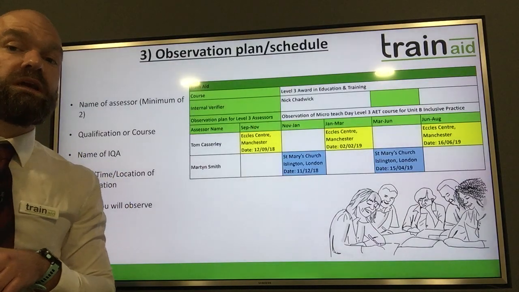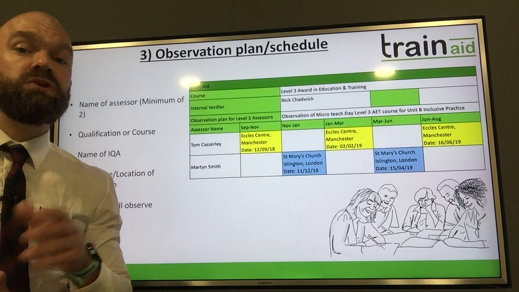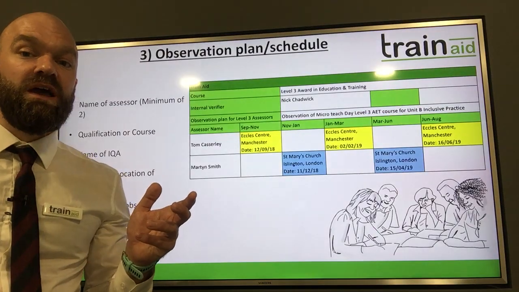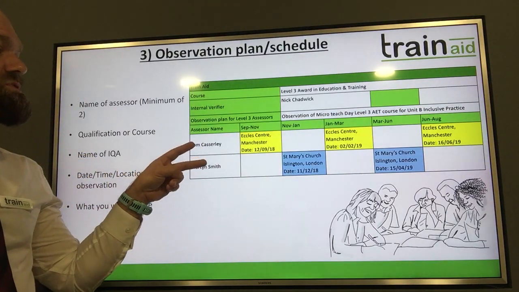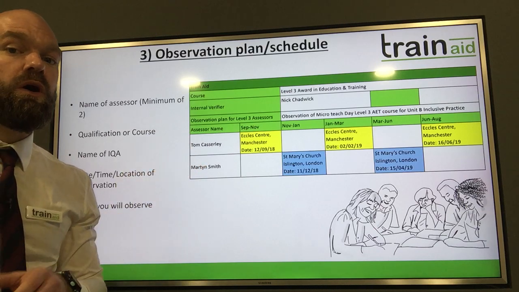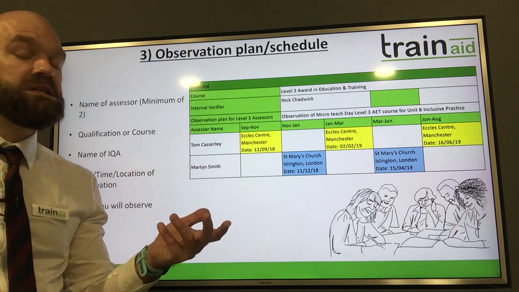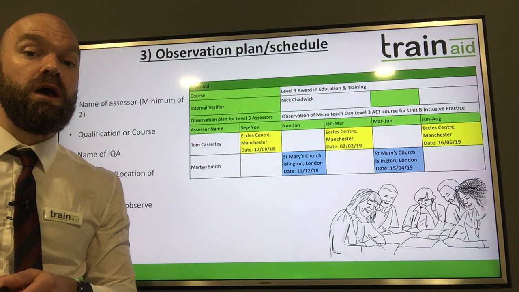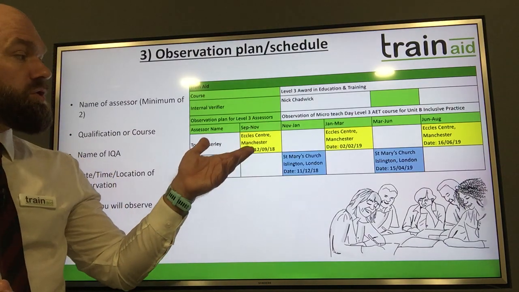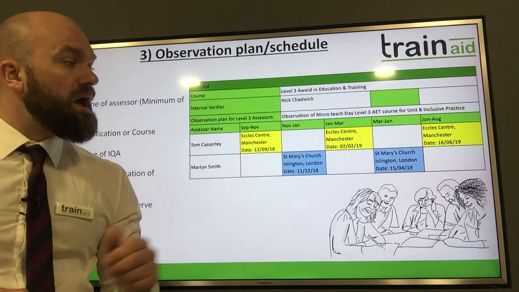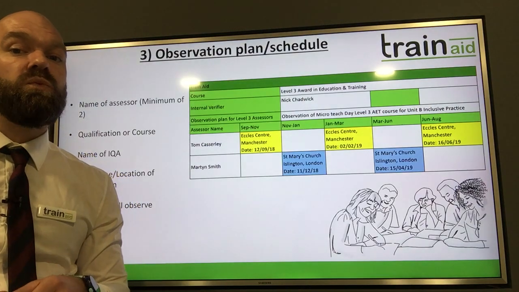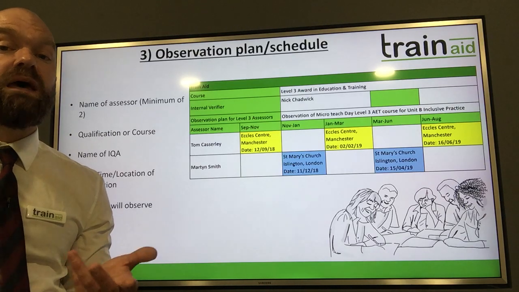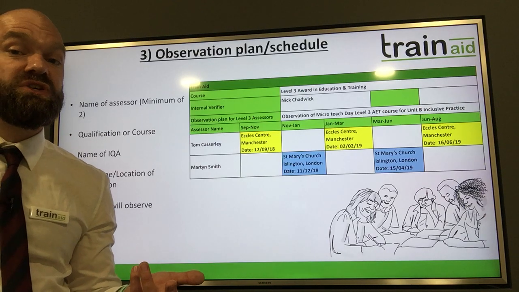Now, criteria 3 is our observation plan. You need to create an observation plan like this one, and as you can see, we have the names of the assessors or trainers that you are going to be monitoring and also details about the course or qualification that you are going to be overseeing. We would like for you to plot in dates and also locations of where you are going to be observing your trainer or assessor and seeing them within their assessing or teaching role.